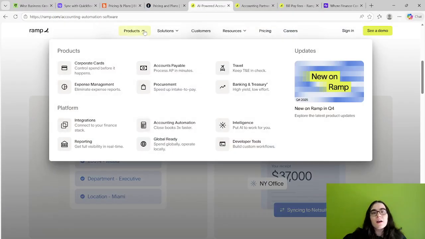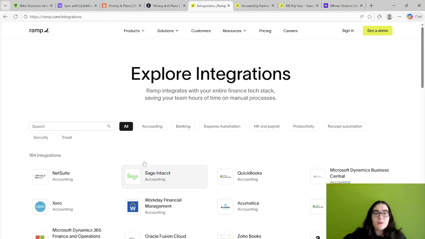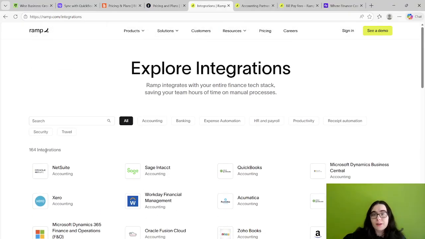They also have a ton of integrations. They break them all down here. They have 164 different integrations, which is huge. So they span things like accounting, banking, expense automation, HR and payroll, productivity, and receipt automation. So it'll probably integrate with your existing tech stack, since they have so many integrations.